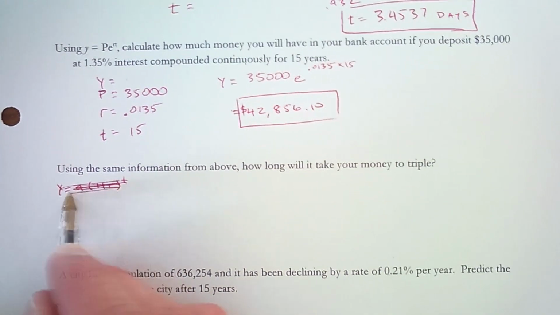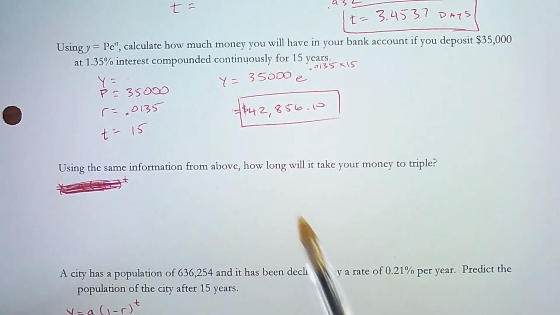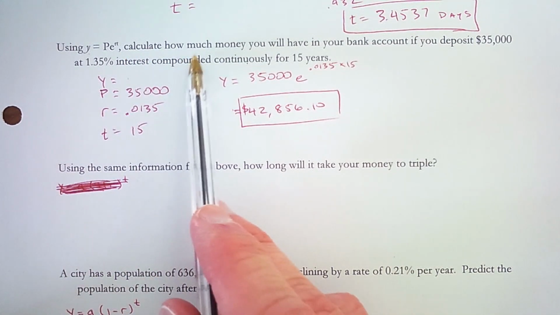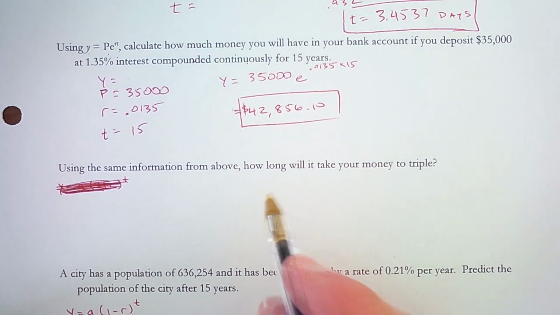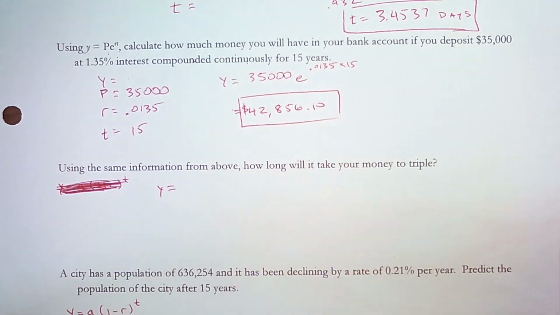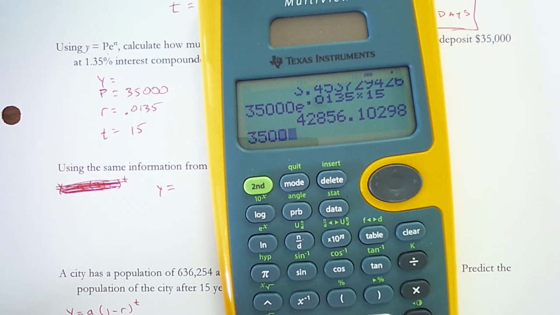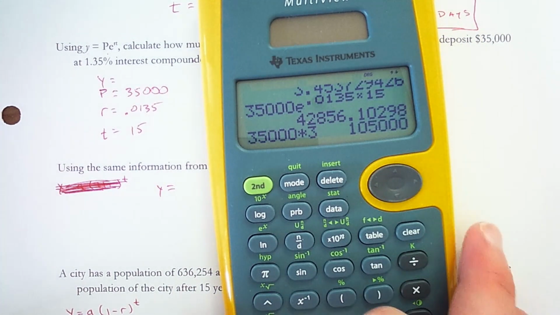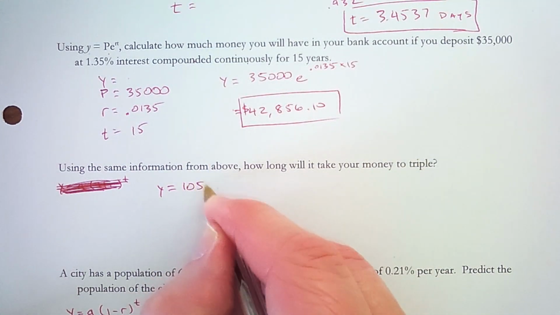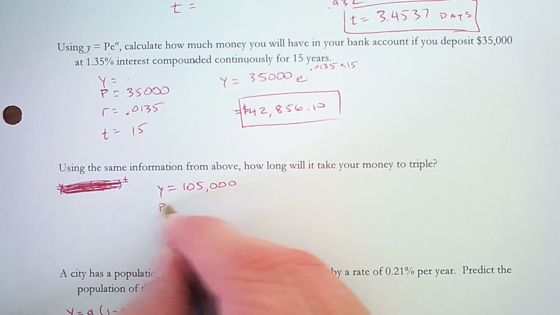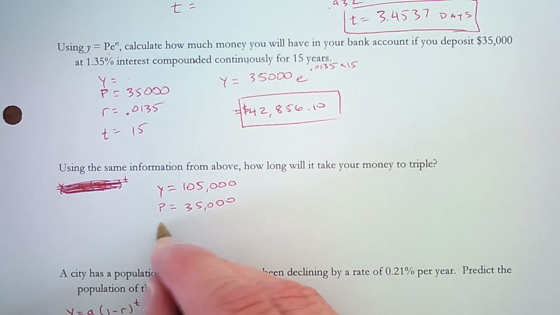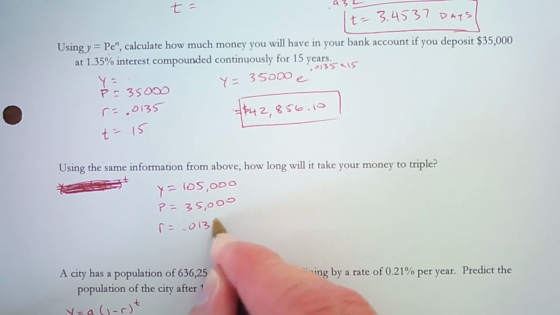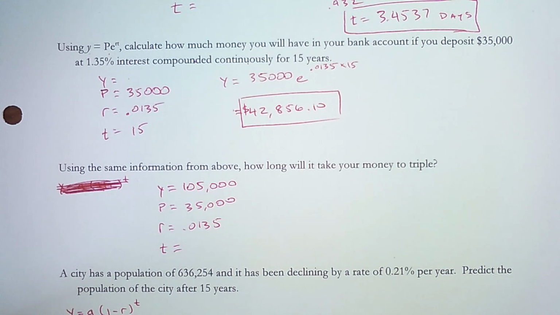I actually wrote the wrong formula here, so we're going to ignore that. It's using the same information above, so it's looking back to this problem here. So we're going to be using y equals Pe to the rt. How long will it take your money to triple? So if your money is going to triple, then in the end, you're going to have 35,000 times 3, which is $105,000. P, the beginning amount, is 35,000. r is 0.0135, and t is unknown.